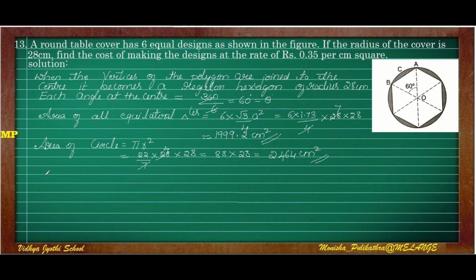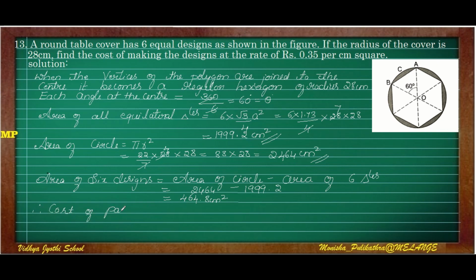But here we need to find out the area of 6 designs. The area of 6 designs is the subtraction of area of 6 triangles from area of circle. So the area of circle minus area of 6 triangles, which is equal to 2464 minus 1999.2. So you will get 464.8 centimeter square.